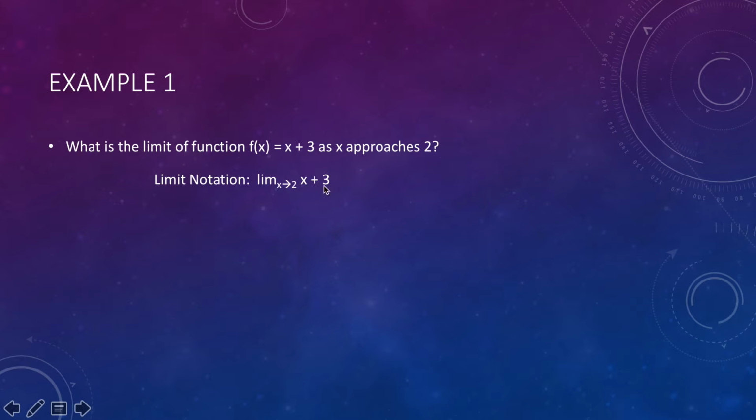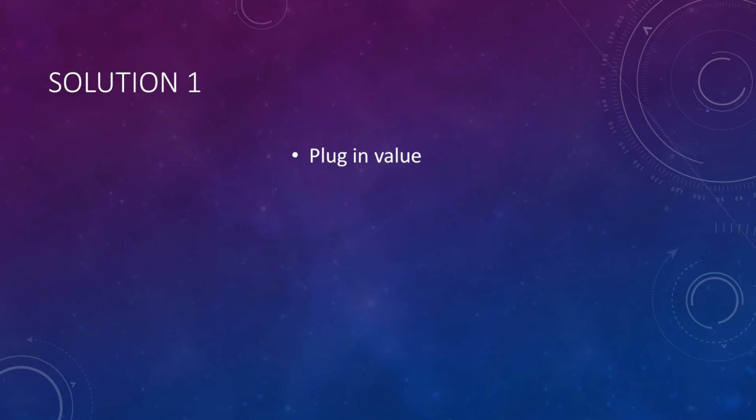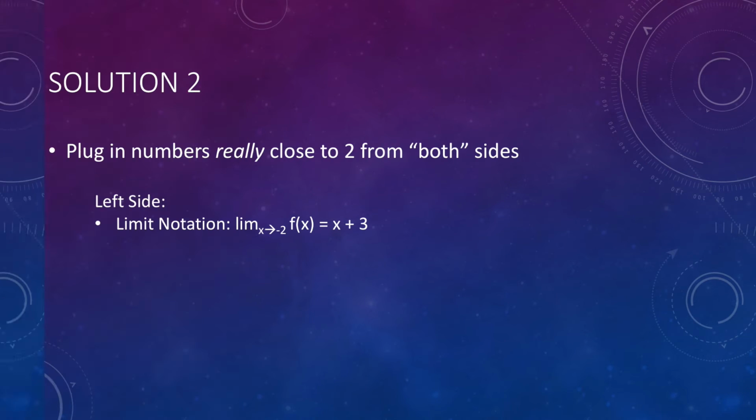And this right here is limit notation. You'll usually see this question asked to you in this form on your tests and quizzes. Now, the first solution is just to simply plug in the value. That's pretty easy in this case. You just plug in 2. 2 plus 3 is 5.